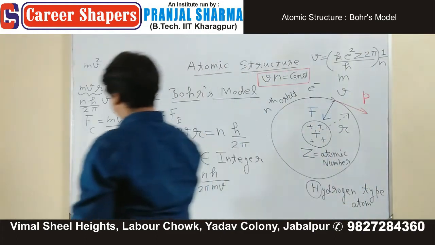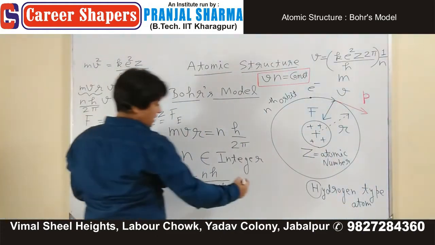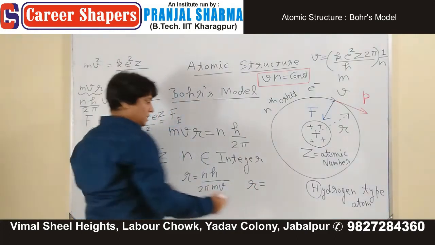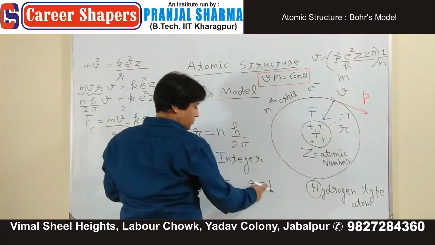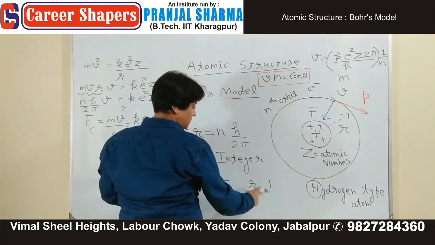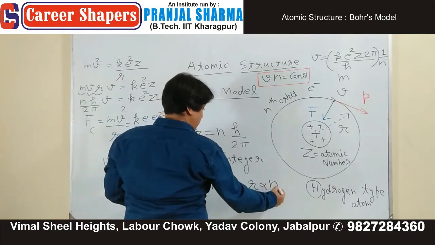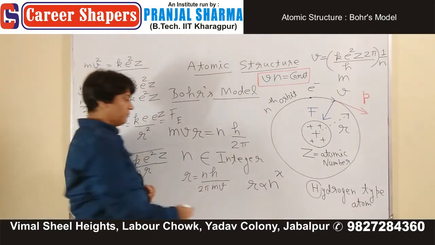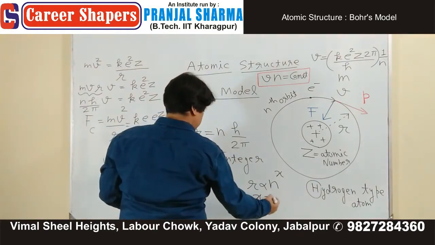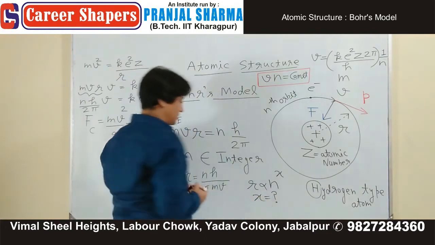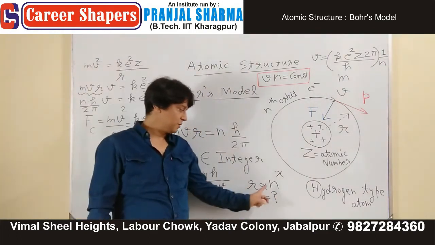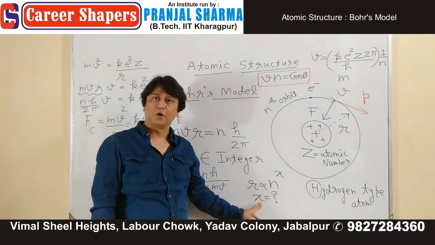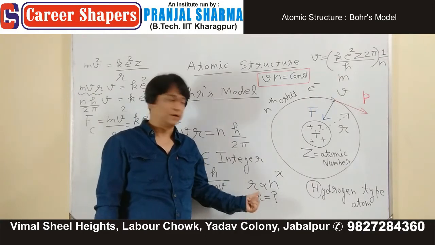Now try to answer this. Radius of nth orbit is proportional to n to the power x. Find out x. What is the value of x? Try to answer this simple thing.